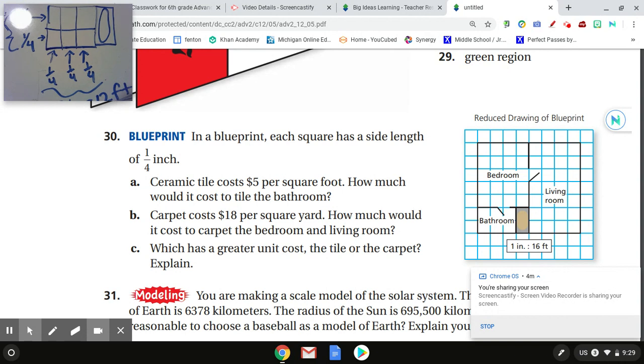Okay, so now I want you to take a look at part B. Carpet. Carpet costs $18 per square yard. So now we're looking at yards. Okay, so we're definitely going to have to do some conversion from feet to yards. Okay, how much would it cost to carpet the bedroom and the living room? So I'm going to pause, you pause, and I want you to just label at least in feet what this would be, for the area of the bedroom and the living room.